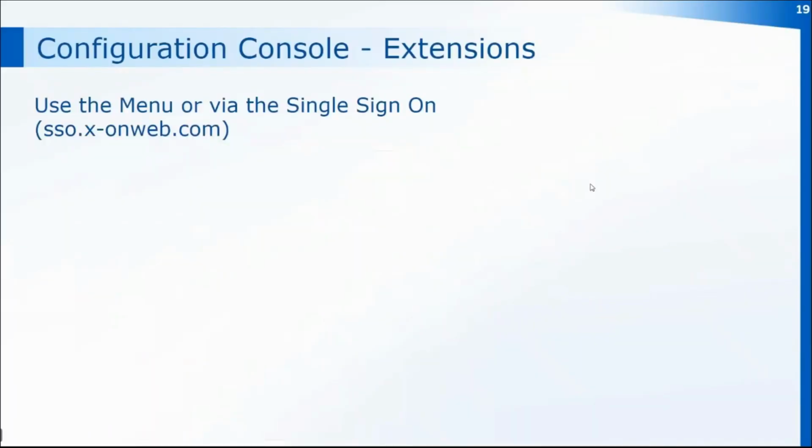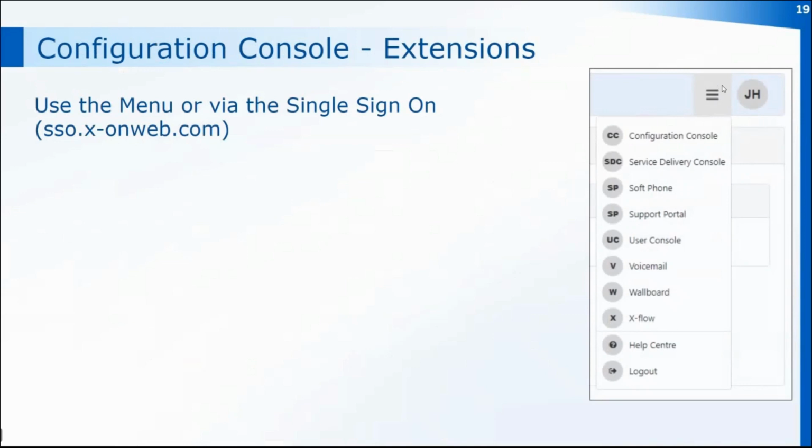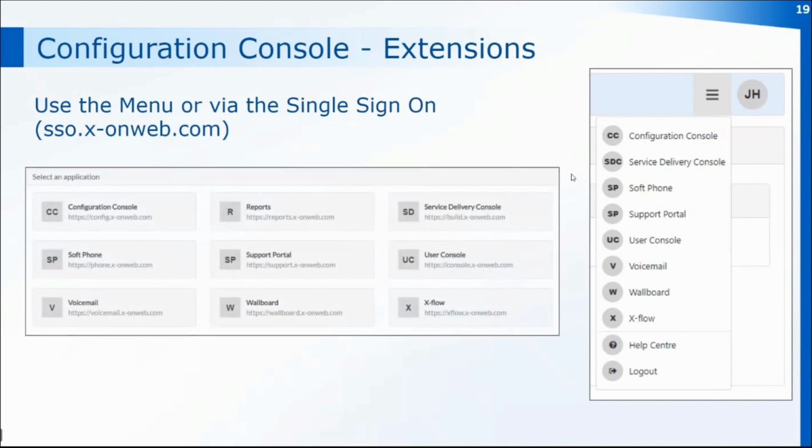To do that, you'll need to visit the configuration console. So you can either go to the menu, which is next to your initials, up at the top, just like we did before to get to the service delivery console. But this time, we're going to be accessing the configuration console. So remember, the configuration console is where you can change the default settings for anything that we set up in the service delivery console. You can also go back to the single sign-on page and go directly to the configuration console from that login page.